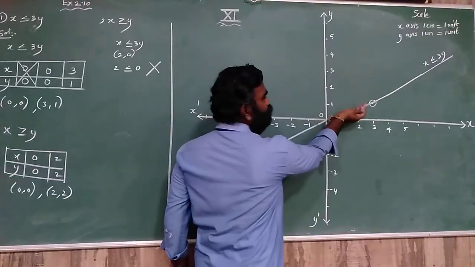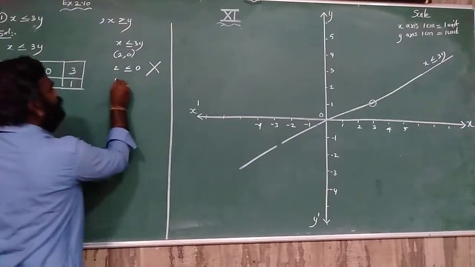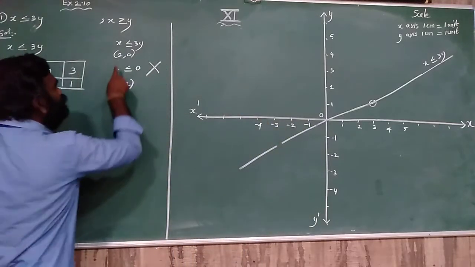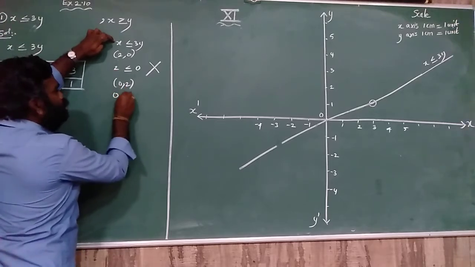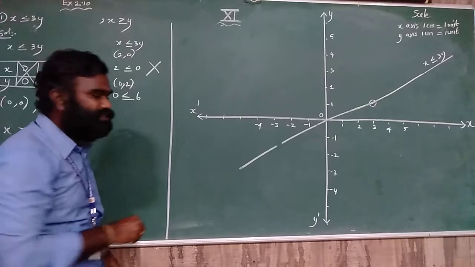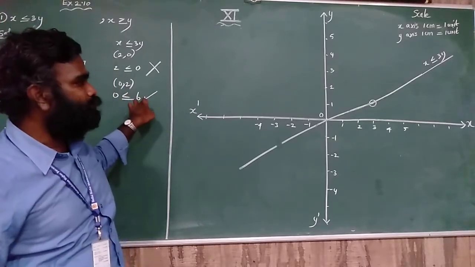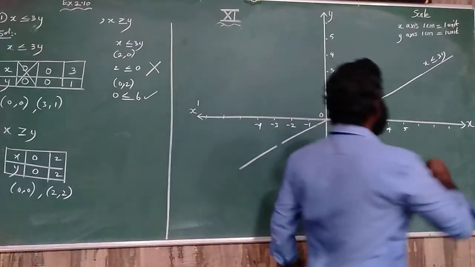As an example, I am going to take a point left of the line, (0, 2). I can apply point (0, 2). x is 0. 0 is less than or equal to 3 times 2, which is 6. 0 is less than or equal to 6. Yes, this is correct. So shading is possible in this way only.